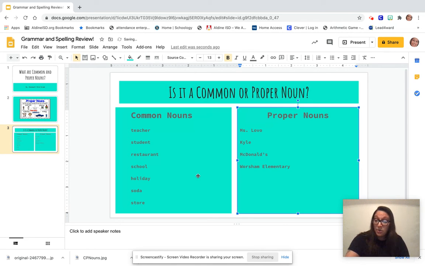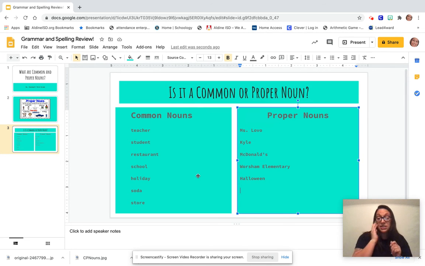Now, it's the same thing with holidays. I could be talking about any holiday. Oh, I can't wait for the next holiday. That's a common noun. But if I'm talking about a specific holiday, like what just passed on Saturday, Halloween, I would have to capitalize it. And it's the same for Thanksgiving, Valentine's Day, Christmas, all of the holidays. If I'm talking about a specific holiday, I need to capitalize it because it's a proper noun.